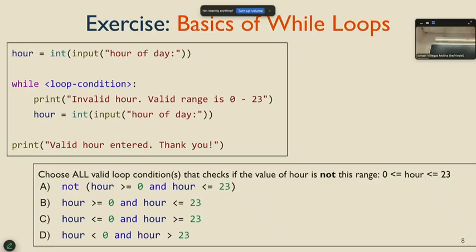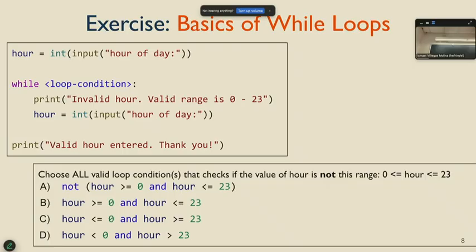Then you say A, which one else? D. Okay. D. If the hour is less than 0, what are numbers less than 0? -1. Negative numbers, right? And then hour is greater than 23, so 24 and up, right? Then that means that if they give you somewhere there, then you can go inside here. That's great. That works. What about B?